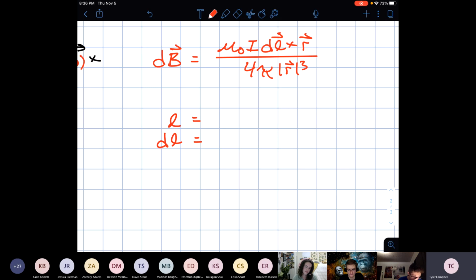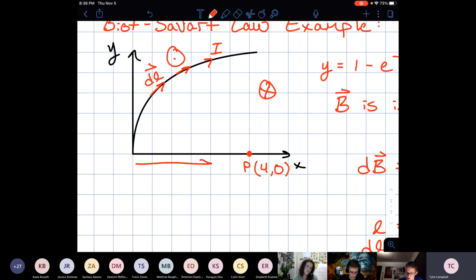So the length vector again just has to describe any point along my curve. If I looked at the i hat component first, all I'm doing is moving out in the x direction. So from a variable standpoint, I can just say that's x, because all I'm doing is starting at the origin.